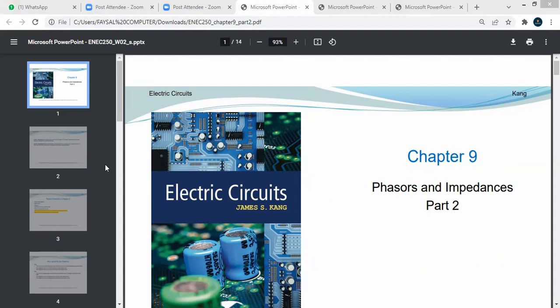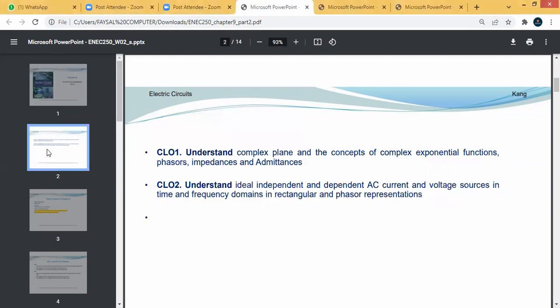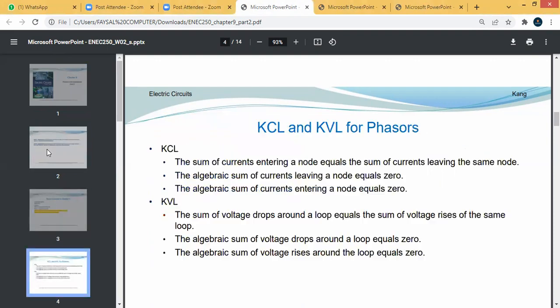So again, chapter number 9, Zen, phasors and impedances, part 2. Zen, inshallah, I will complete chapter number 9 today. Chapter number 10 and 11 will proceed after this lecture. So inshallah, I will complete chapter number 9, and then after that we complete chapter number 10 and 11. Is it clear? Okay, sir.